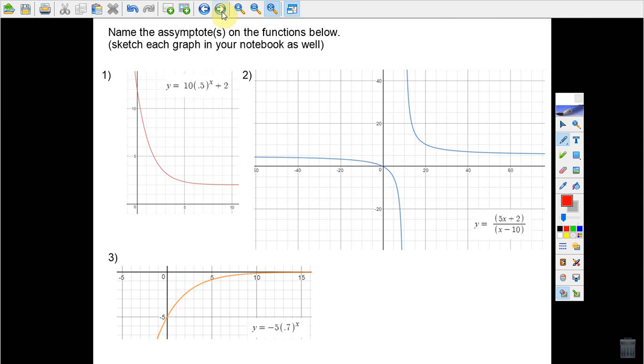I have 3 functions here, and I would like you to take a look at those functions and sketch them in your notebook and then tell me what the asymptotes are. I'm going to zoom in on each of them for a couple seconds. You can pause the video if you need to so that you can see those more clearly.